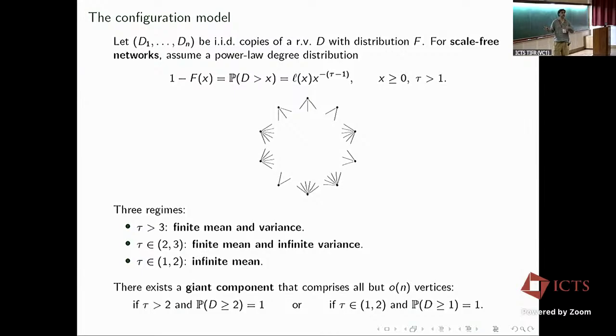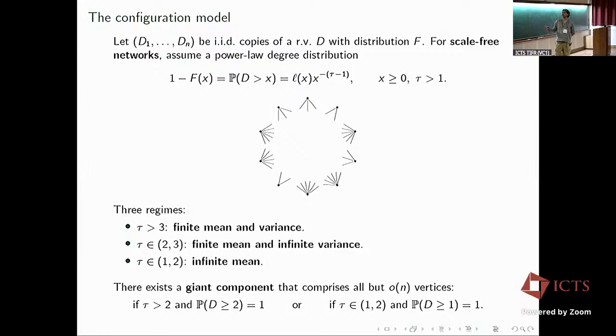So the topology is very different. Here, there are some high degree vertices that basically decide everything. There is a small hub of high degree vertices that makes up most of the total degree, while here we have more homogeneous settings. There is also some assumption that guarantees the existence of a giant component.